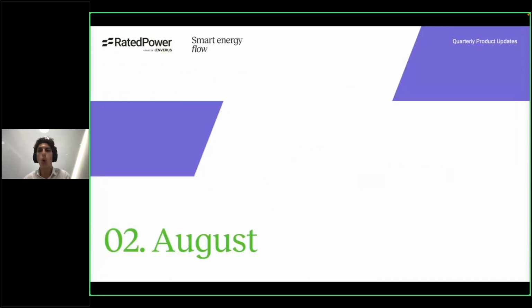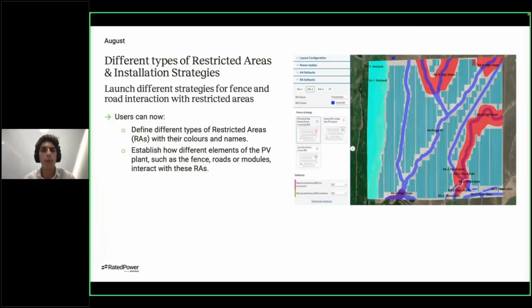Moving on to August, we have another very big feature. I would say one of the most important that you've been requesting: being able to have more flexibility defining restricted areas and installation strategies. With this feature, we've achieved much more flexibility and personalization with your restricted areas and your plant layout.